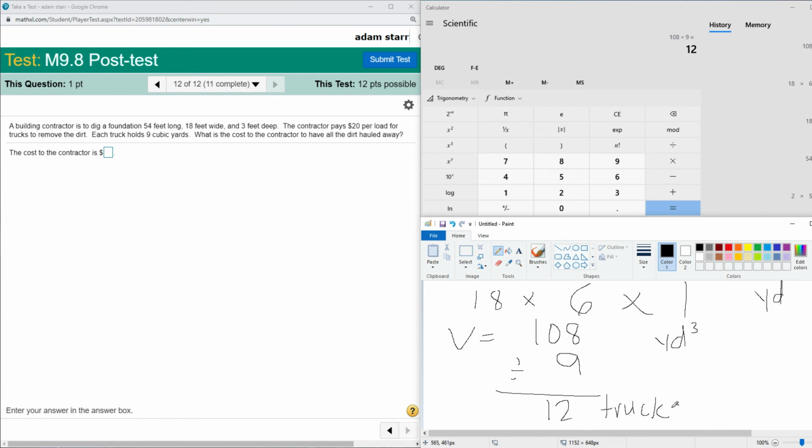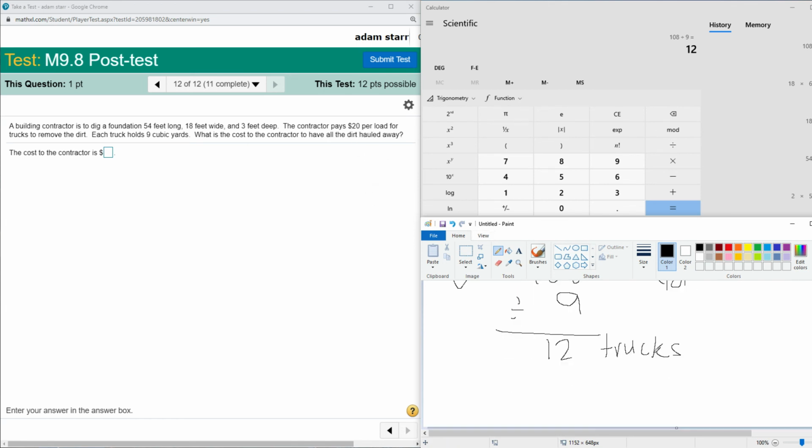which means it's going to take 12 truckloads to have all the dirt hauled away. 12 truckloads, and it's $20 per truckload. So if there's 12 of them, $20 each, I'm going to multiply that by 20. So 12 times 20. So it will cost $240.